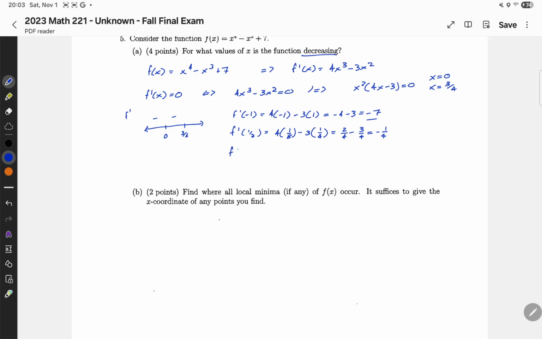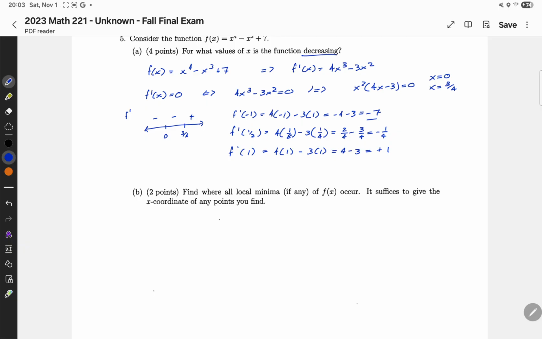And then lastly, we can plug in a number bigger than 3/4, and the nicest number for that's probably just going to be 1. So we can plug in, we have 4 times 1 minus 3 times 1. This is 4 minus 3, which is equal to a positive, I'll just write plus to emphasize it, 1.